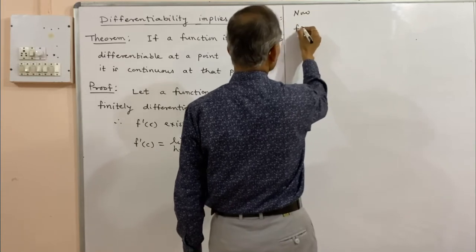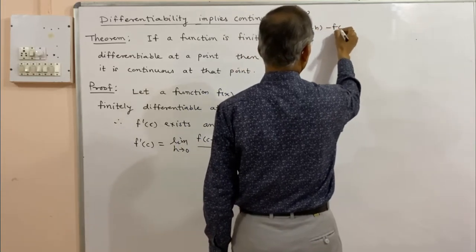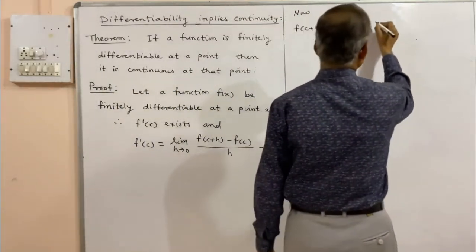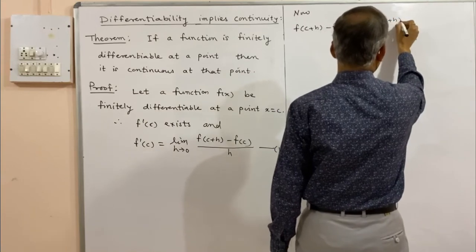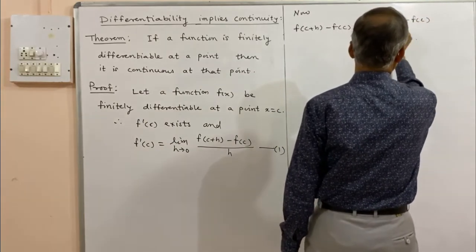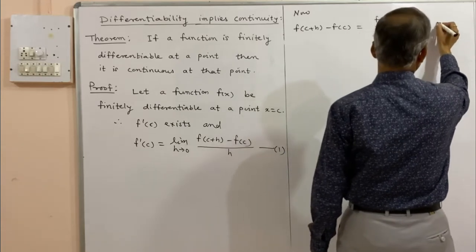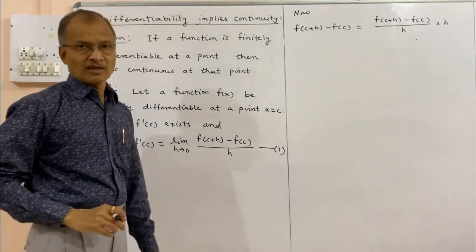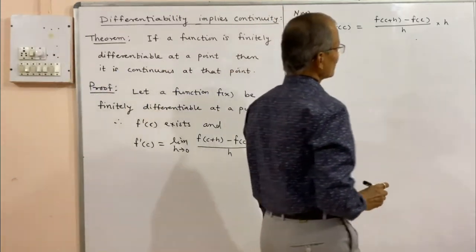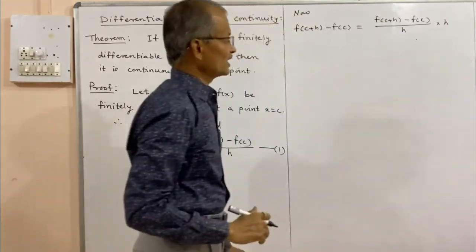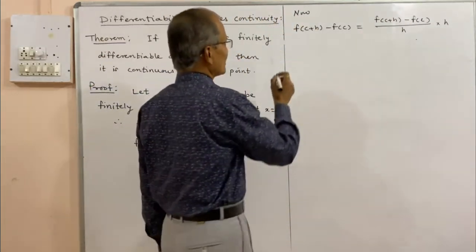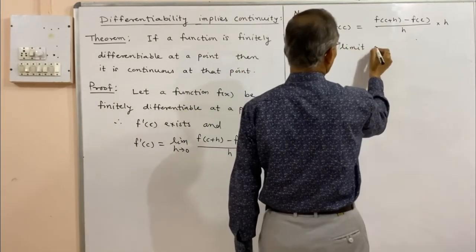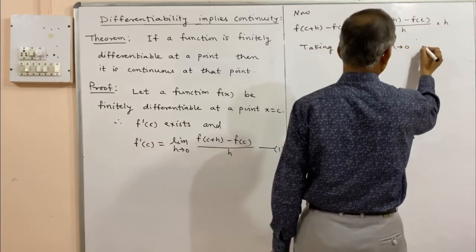Now we consider the difference f of c plus h minus f of c. We can write this difference of two values of f as f of c plus h minus f of c divided by h into h. We have multiplied and divided by h, h is not equal to 0. And now we take the limit on both sides as h tends to 0.